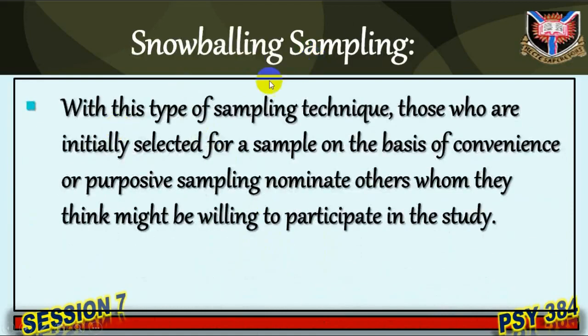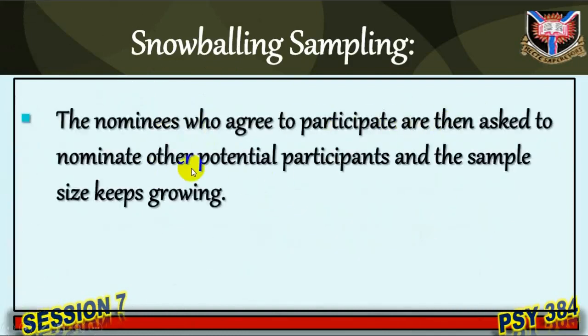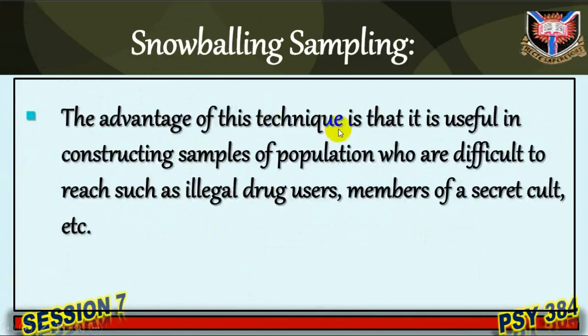Snowballing sampling. With this type of sampling technique, those who are initially selected for a sample on the basis of convenience or purposive sampling nominate others whom they think might be willing to participate in the study. The nominees who agree to participate are then asked to nominate other potential participants, and the sample size keeps growing. The advantage of this technique is that it is useful in constructing samples of population who are difficult to reach, such as illegal drug users, members of a secret cult, etc.